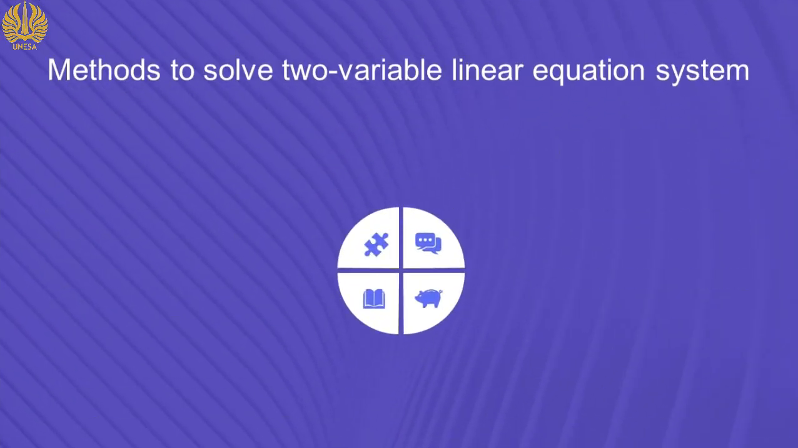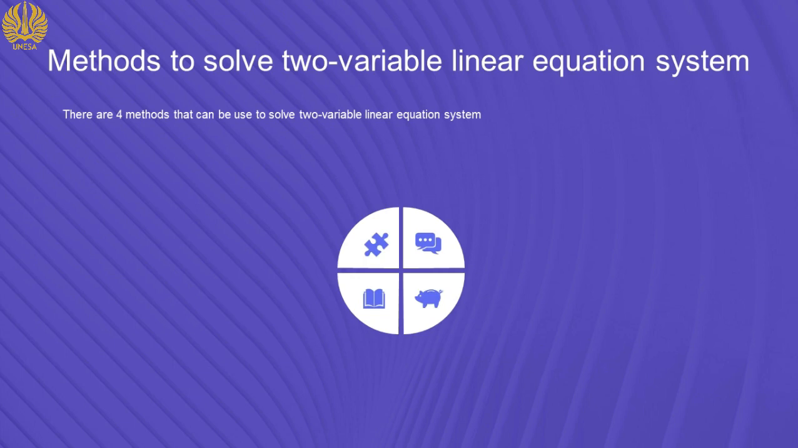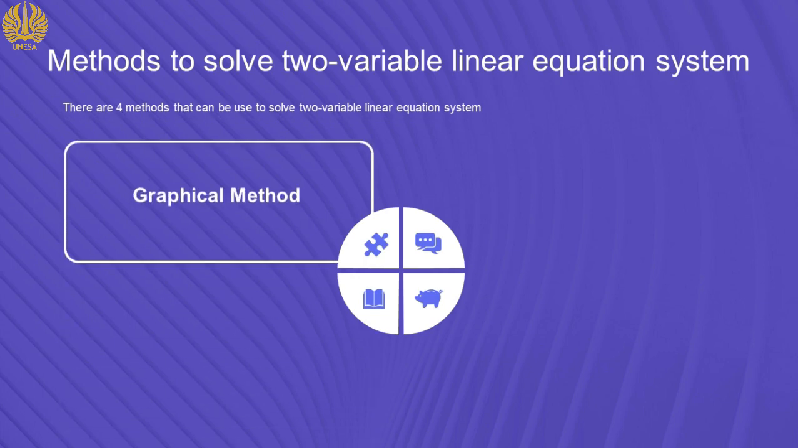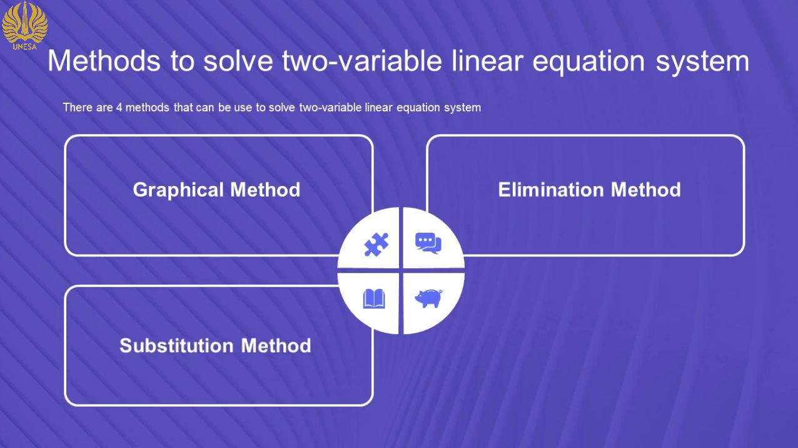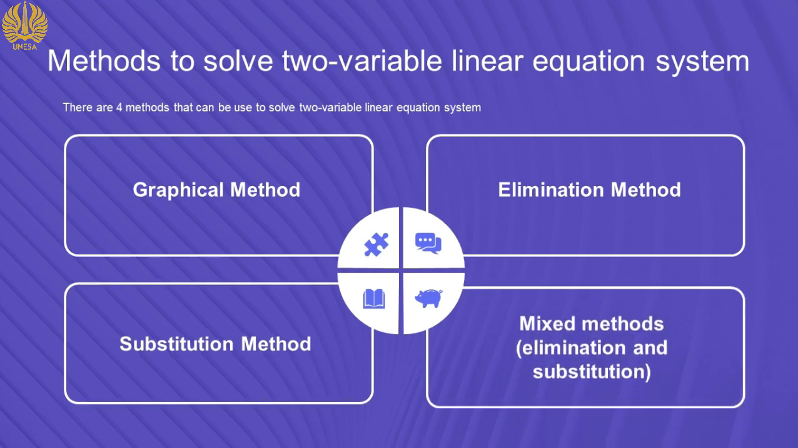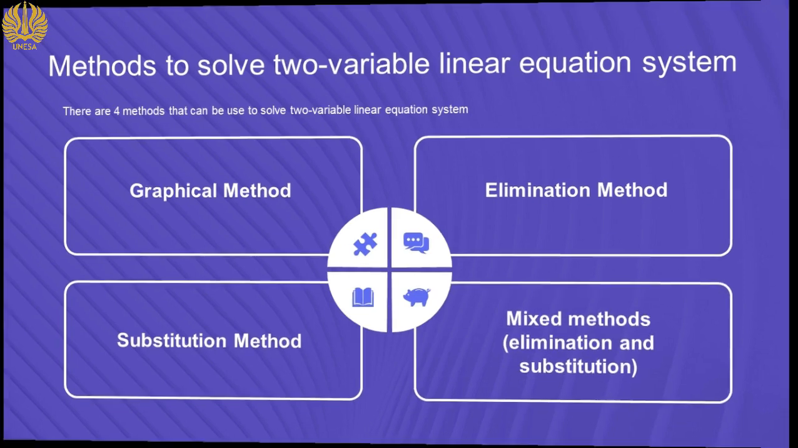Now, how to solve a 2 variable linear equation system? There are 4 methods. The first method is the graphical method, and then the elimination method and the substitution method, and the last is the mixed method, elimination and substitution. Okay, now we will learn about solving the linear equation system of two variables with the graphical method.